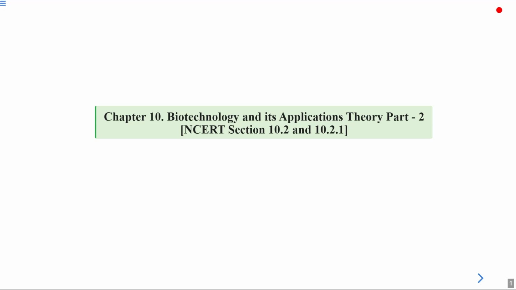Hello, class. Today we are going to continue chapter number 10, that is Biotechnology and its Applications. In today's class, we are going to cover one section and one subsection of that section of NCERT, that is section 10.2 and its subsection 10.2.1. Basically, we are going to study how biotechnology has brought a lot of revolution in the field of medicine.